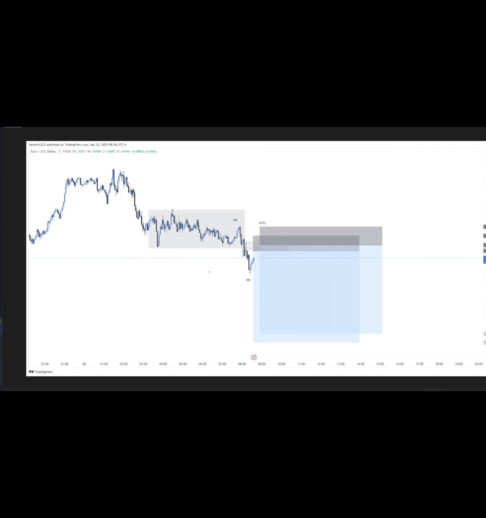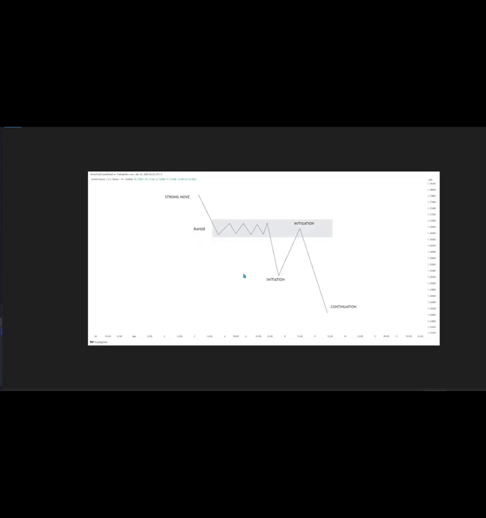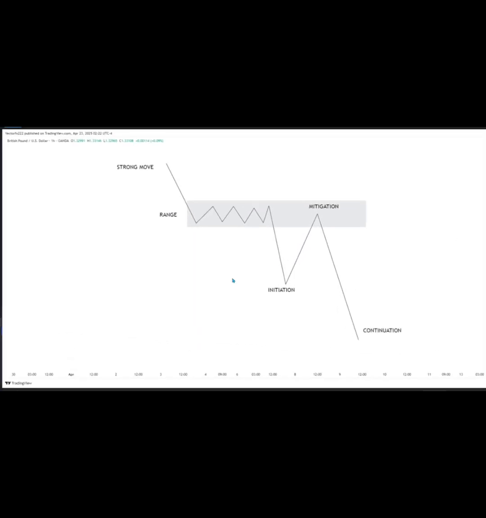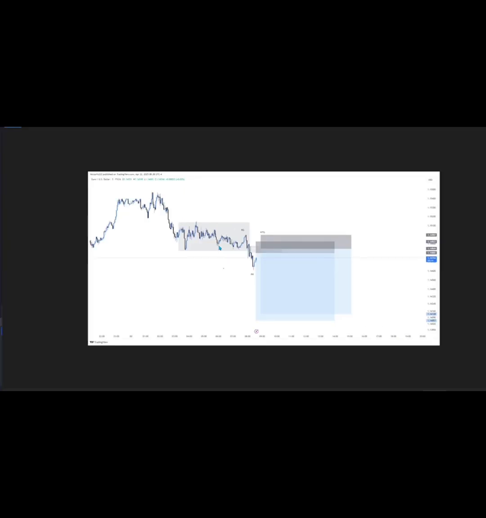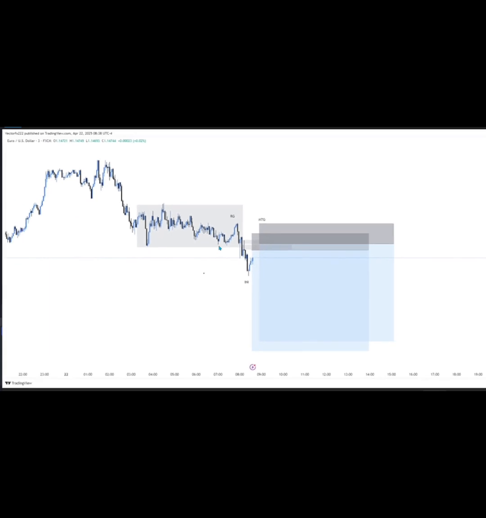mitigations of the range. Now, this is not an educational video. This is a market recap video, so I don't want to get so much into what the model is about. It's just about having a strong move, a range, a breakout in the direction of the initial move, a pullback into the range, and then a possible continuation to the downside. So that is what EURUSD was about. Strong move, range, breakout in the direction of the move, and a pullback.